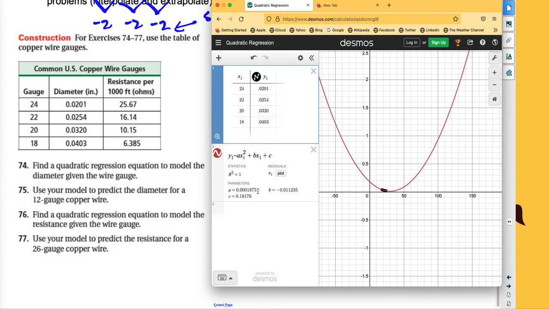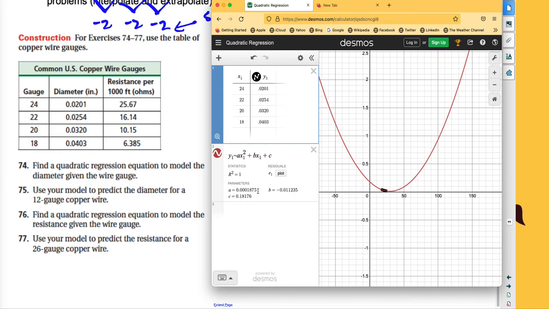75 is also an important question. How would I use my model to predict the diameter for 12 gauge copper wire? Yes, sir. Do you see the A, B, and C underneath it? That's the A, B, and C you would put on x squared, x, and by itself. It's the same A, B, C's as in the quadratic formula. Yep, exactly. Does anybody know how to do 75?